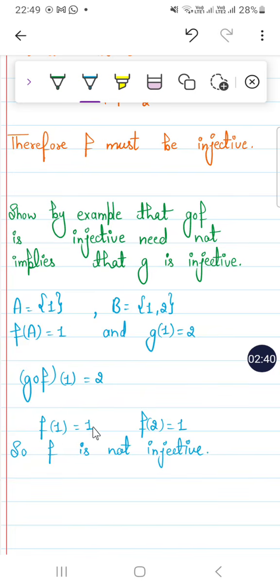g of 1 goes to 1, g of 2 also goes to 1. This implies that g is not injective.